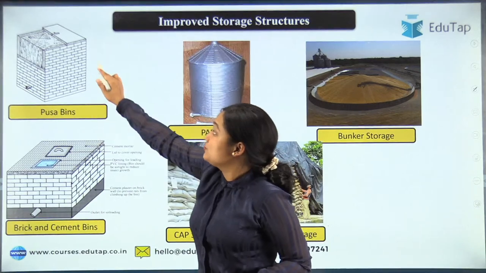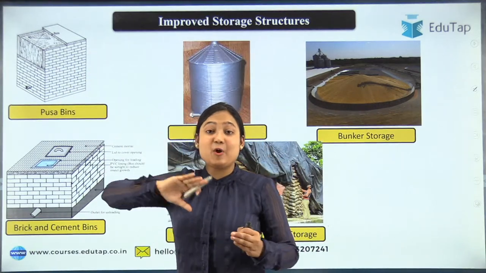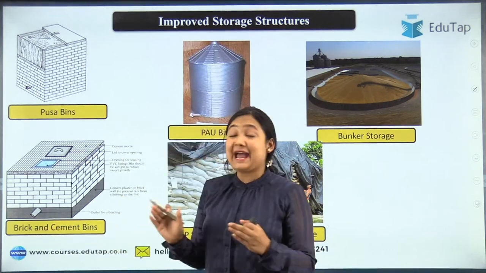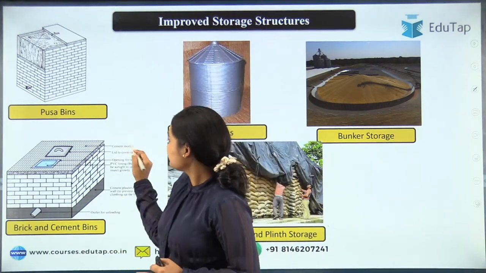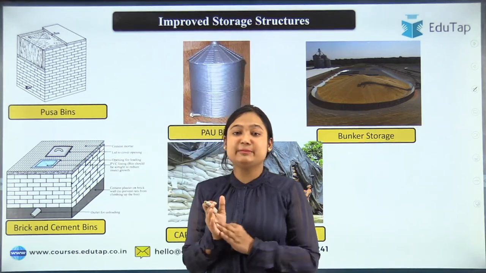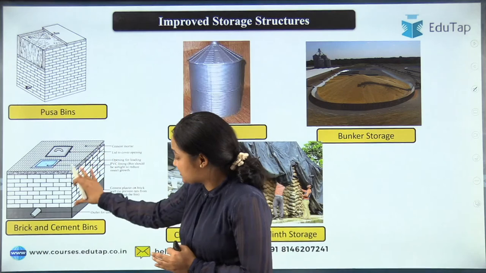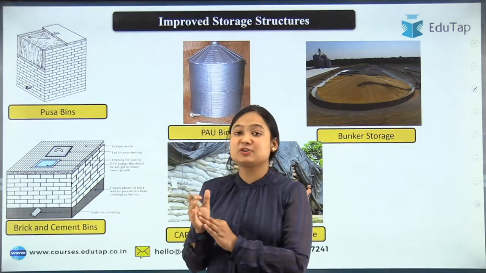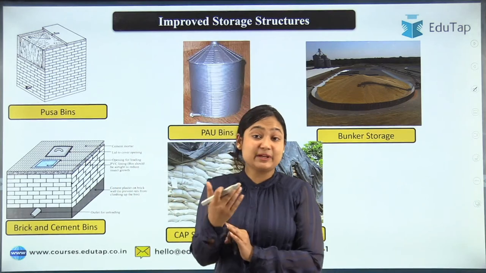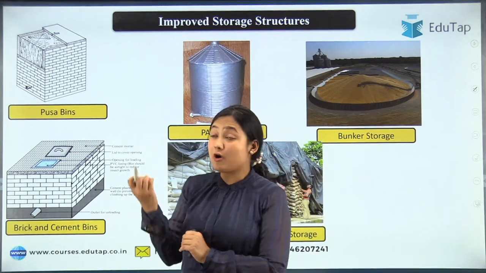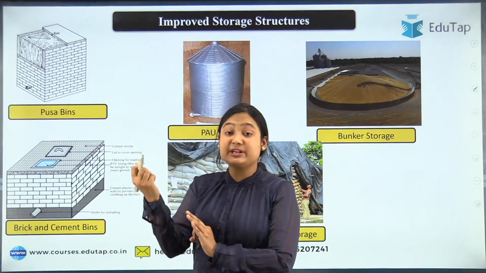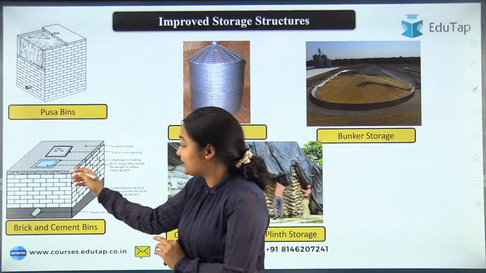See, PUSA is still using the mud and the polythene with that in the inner lining. But when we are talking about the brick and cement bins, what happened? First of all, the whole structure is now made up of cement, and we are using the bricks. We all know why we make our house using cement and brick, because they are resistant. They are strong. So similarly, we need our storage structure to be strong and resistant to the pest. There shouldn't be a rodent attack or anything.